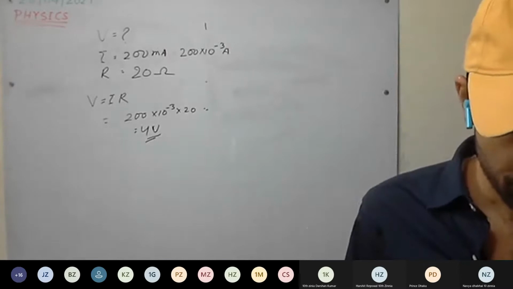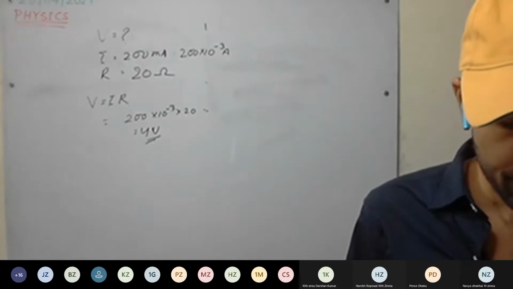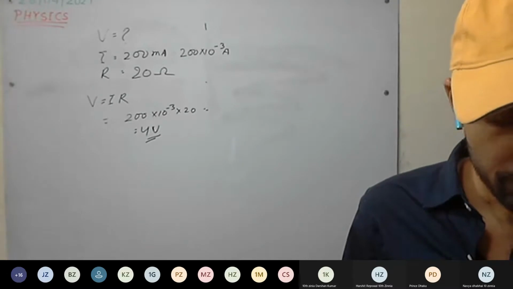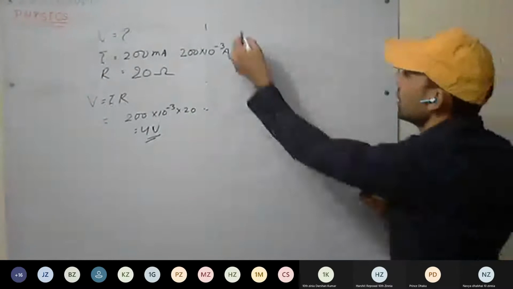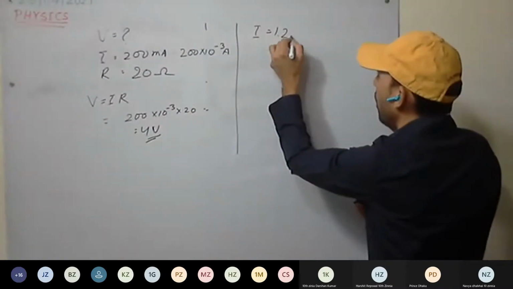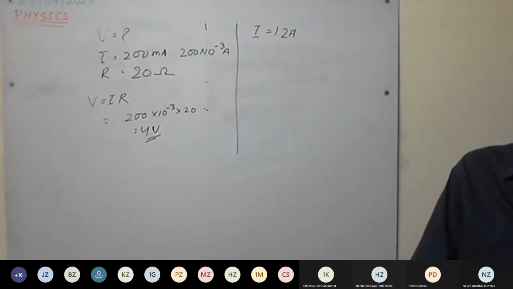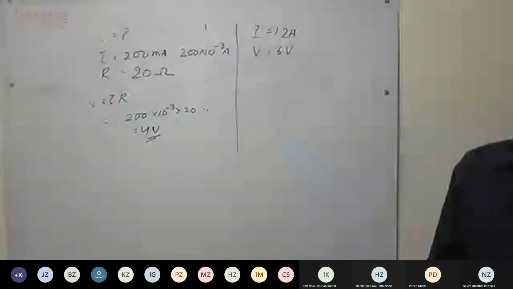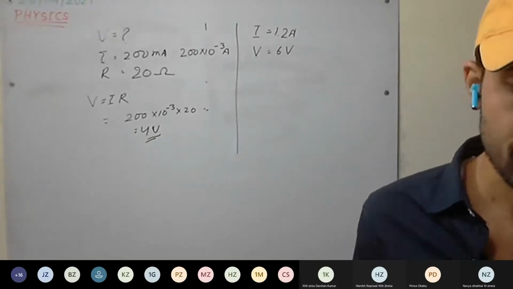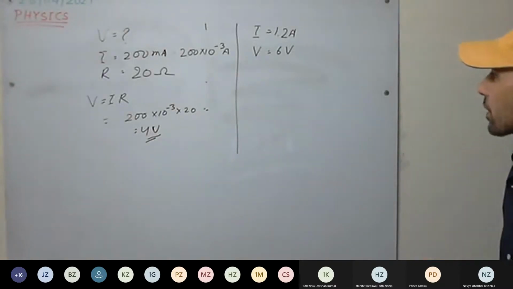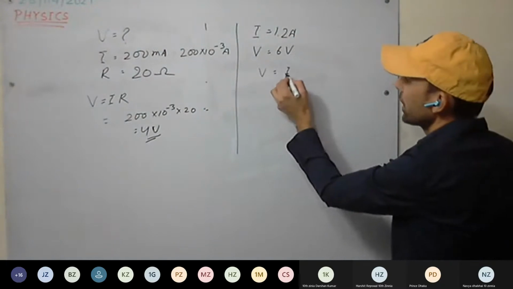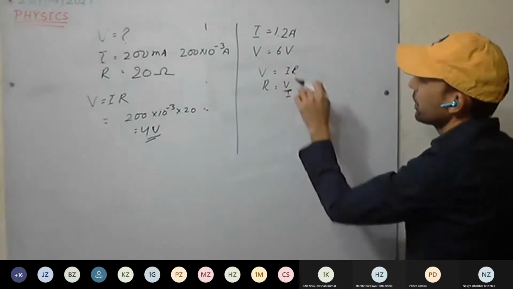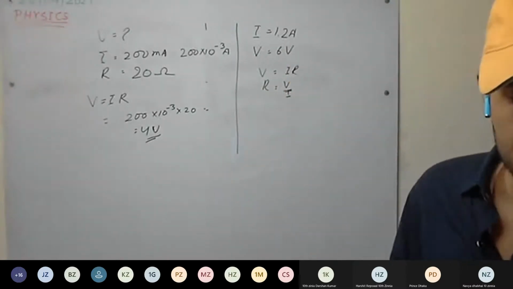Yes, sir. Okay, fourth one: an electric bulb draws 1.2 amperes current at 6 volt. First you write them: 1.2 amperes at 6.0 volt. Find the resistance of the bulb. This is very easy, you can do it yourself. Ohm's law, V equal to IR, so R equal to V by I, 6 divided by 1.2. 5 you will get.